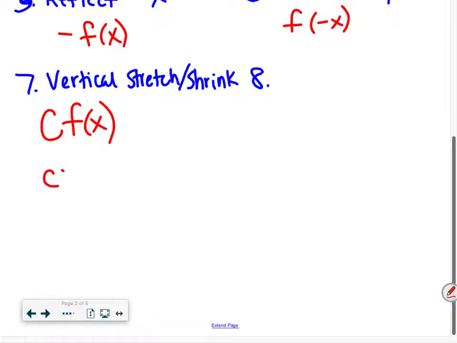If C is greater than 1, it's going to be a stretch. I know Mary Kate said whole numbers versus fractions. Let's specify it to just bigger than 1, less than 1, because we could have a fraction like 3/2, which wouldn't meet that specification. If C is less than 1, we have a shrink.